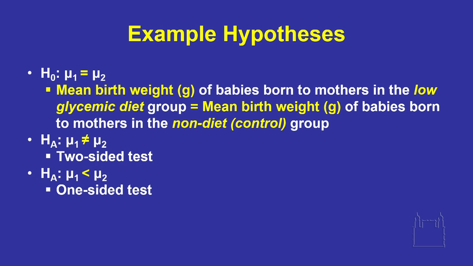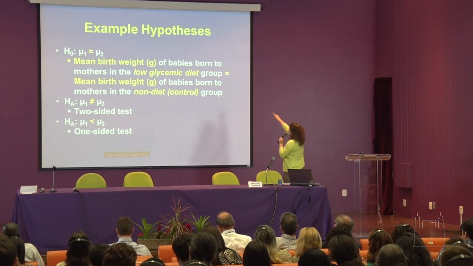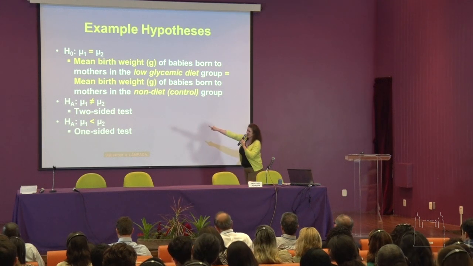So in our study example, the mean birth weight in grams, always tell me how you're measuring something, of babies born to mothers in the low glycemic diet group equals the mean birth weight in grams of babies born to mothers in the non-diet or control group. That is a null hypothesis. So I assume that the mean birth weight in each of my diet groups is equal. The alternative hypothesis is that they're not equal. So I would take this equal sign up here and put the non-equal sign in there.